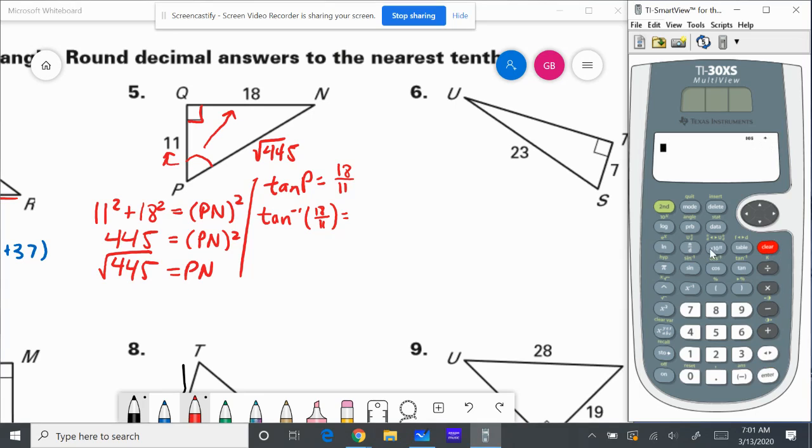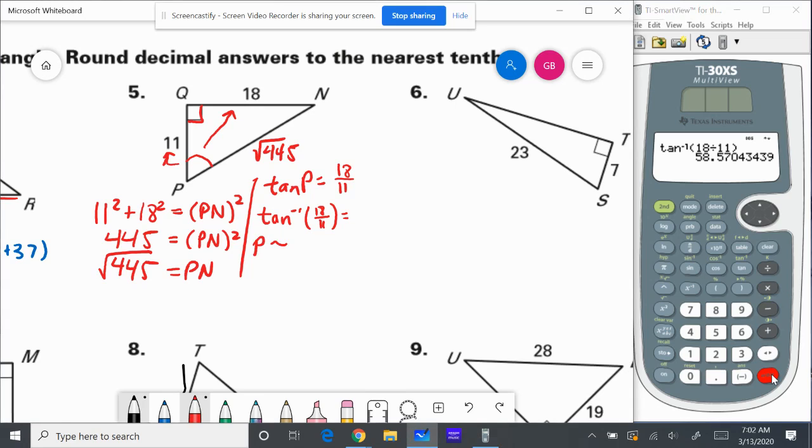Okay, so second tangent, 18 divided by 11, close parenthesis. So P is approximately 58.6 degrees.